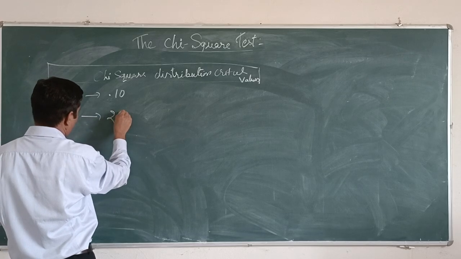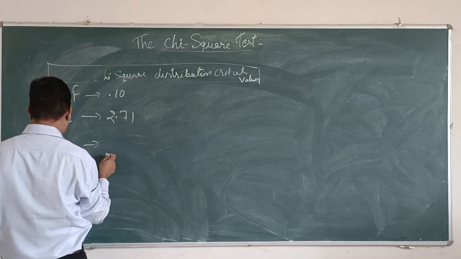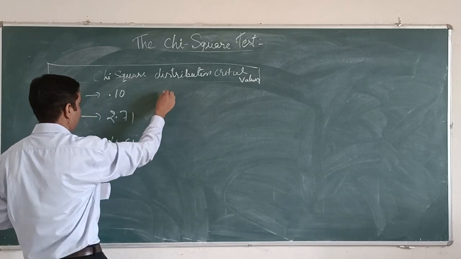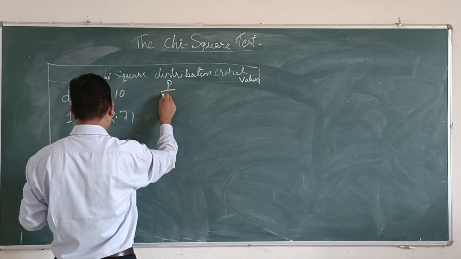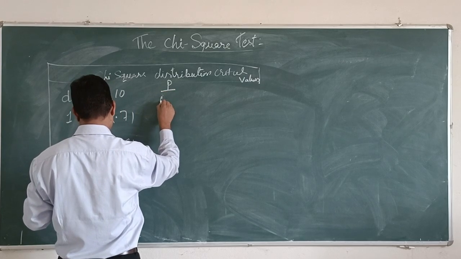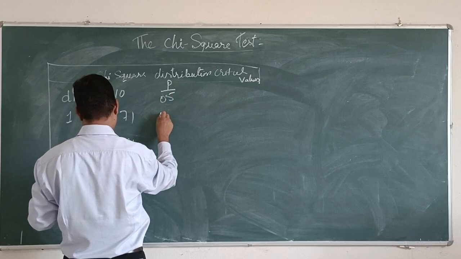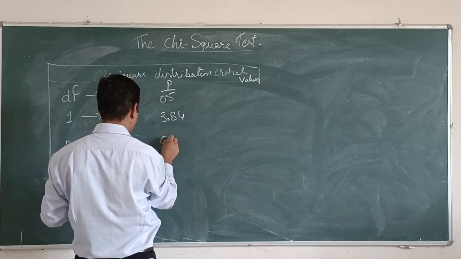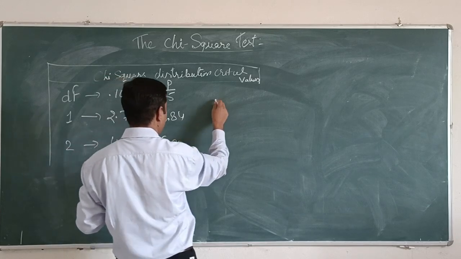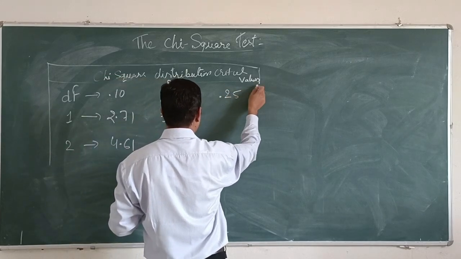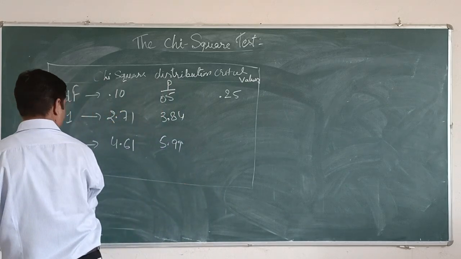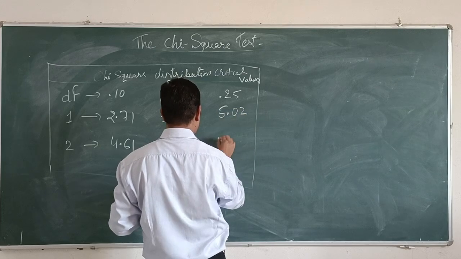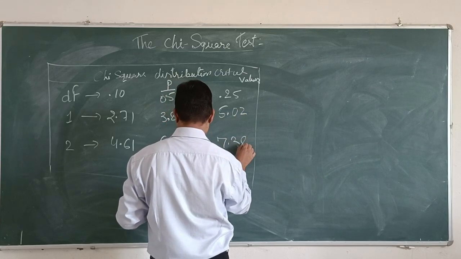The values are 0.110, 2.71, 4.61. Now the value of p is called alpha: 5, 3.84, 5.99, 0.25, 5.02, 7.38.